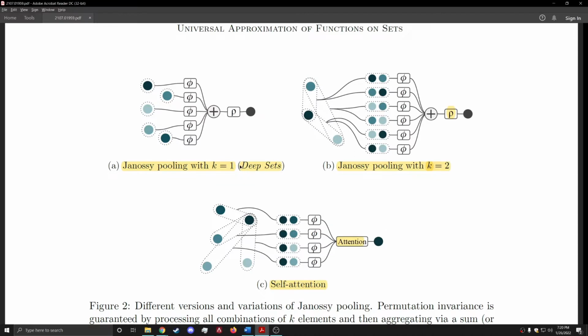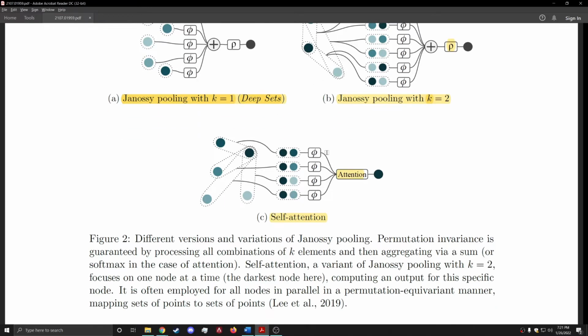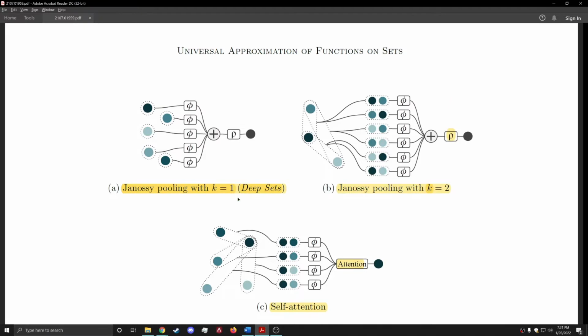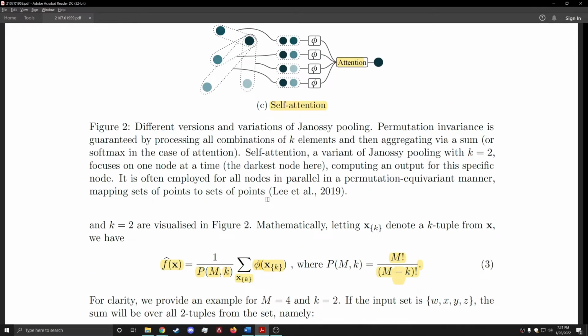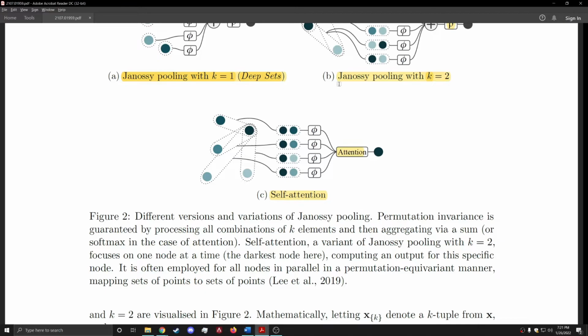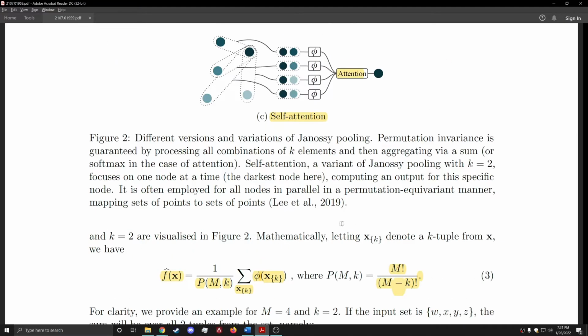So Janossy pooling with k equals 1 is the most basic form of Janossy pooling. It's also known as deep sets. There are actually 3 papers here: the deep sets paper, the Janossy pooling paper, and this paper right here. The deep sets paper actually came out first, and then they built Janossy pooling as a more general framework for deep sets. That's pretty cool. We're going to deal only with deep sets because it's the simplest case, and if you prove something for the simplest case, of course it's going to work for k equals 2. It's not even a question.